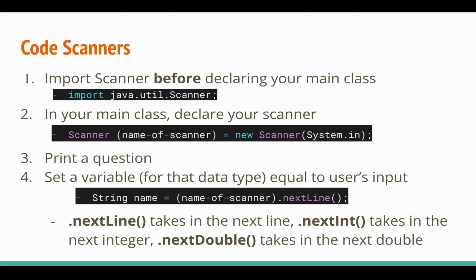What that basically means is if the user enters a word, so it's a string, that means the variable has to be a string. If the user enters a number, like an integer, then your variable has to be an integer, and so on. So in this case, we're doing a string variable, so you're doing String name is equal to the name of scanner dot nextLine. And the dot nextLine takes in the next line, the dot nextInt takes in the next integer, and dot nextDouble takes in the next double.